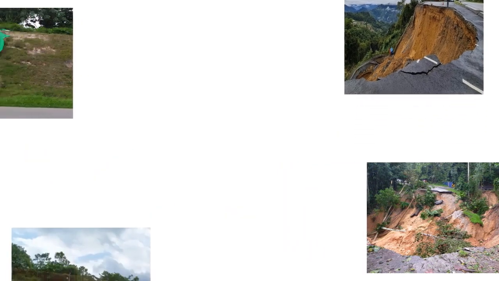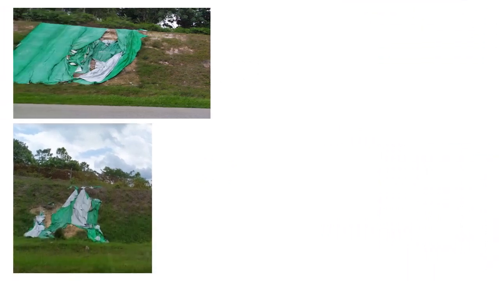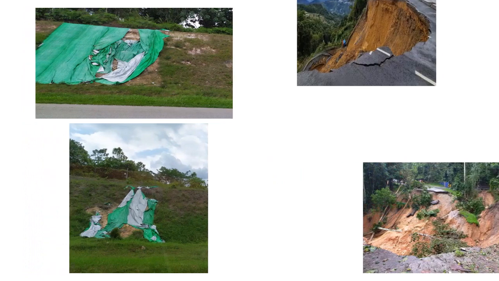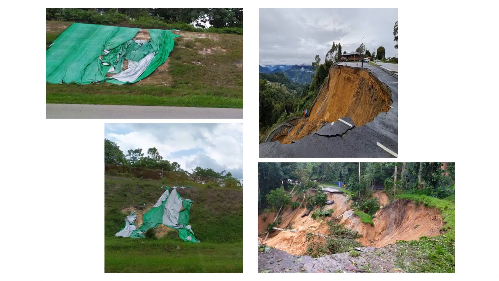How about these two then? Well, these two are also landslides, but since they only occur on the surface, they are minor landslides, or we call it shallow slope failure. As you can see here, the photos are actually pretty recent ones.